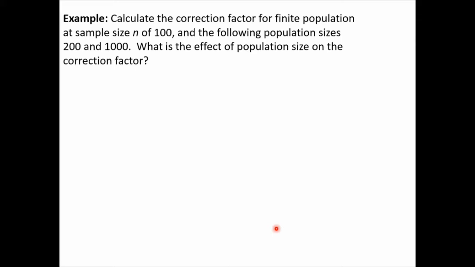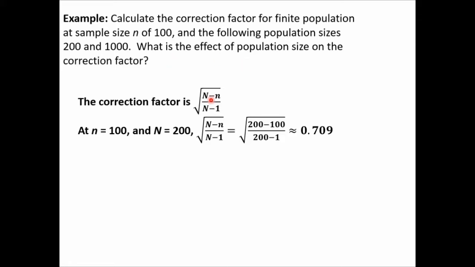Let's take an example to demonstrate how the correction factor works. We have a sample size of 100 drawn from two populations. The first population is very finite, 200, and the second population is 1000. Let's calculate the correction factor for each population to see how the correction factor works in the estimation. For the first population, where we have a population size of 200 and the sample size of 100, if we substitute the N capital and the n small in this correction factor, that gives us 0.709. That means we're going to have to multiply the standard error we calculated earlier by 0.709, which means reducing that sampling error.